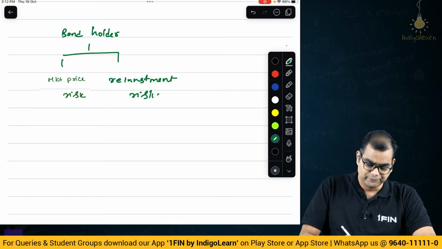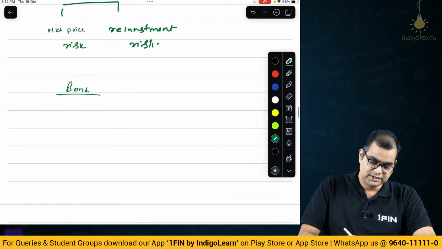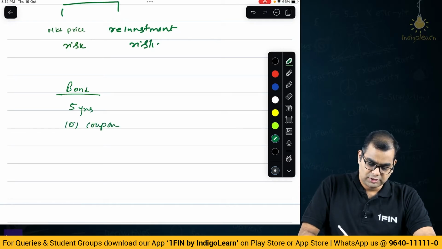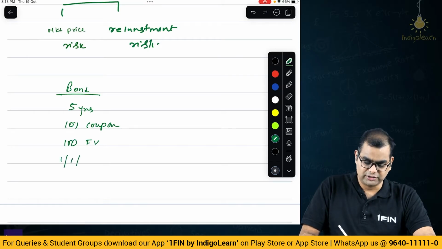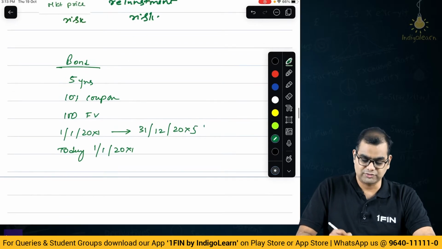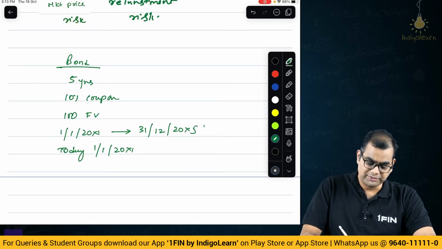What I mean by that is, let us say there is a bond, and this particular bond is, let's say, 5 years, 10% coupon, 100 rupees face value, issue date is 1/1/20x1, today is 1/1/20x1, and this will be till 31/12/20x5 because it's a 5 years bond, and 10% coupon annual.